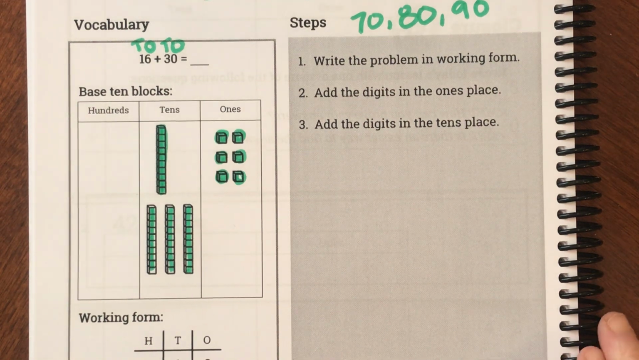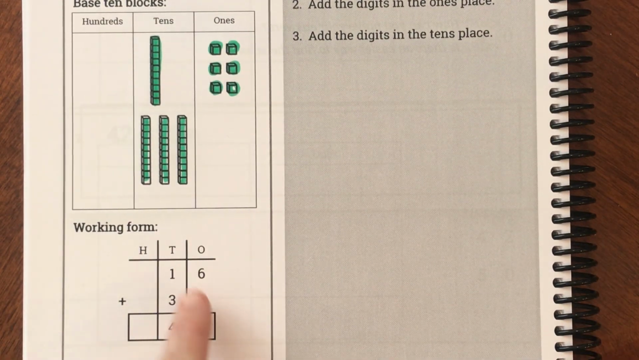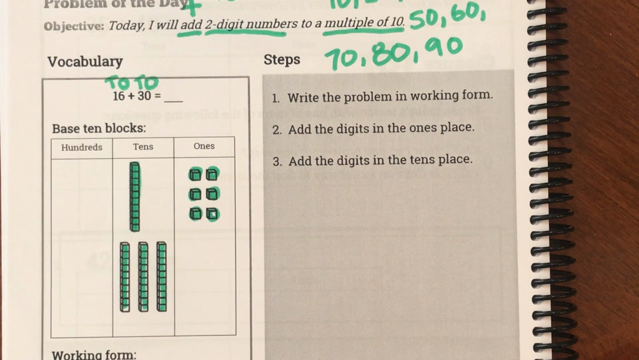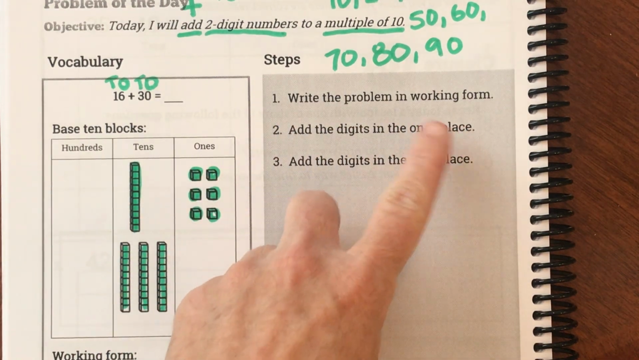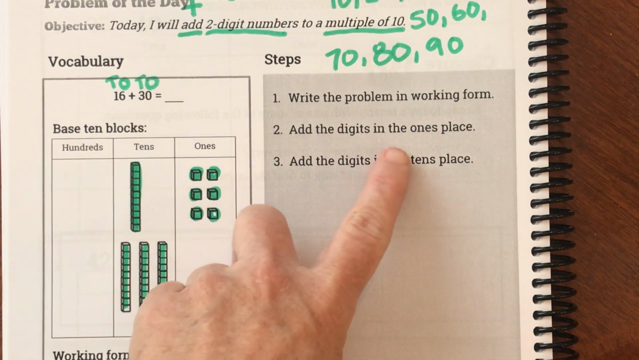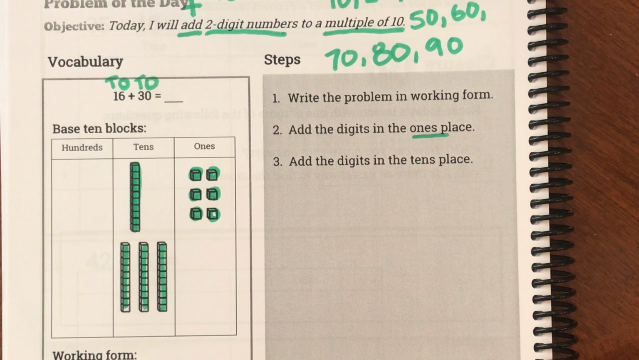They also did the working form strategy, where they lined up the ones column and the tens column. So today, we're going to be using different strategies. It says write the problem in working form. We're actually going to do working form after. But it says add the digit in the ones place, because remember we always start with the ones, and then add the digit in the tens place.